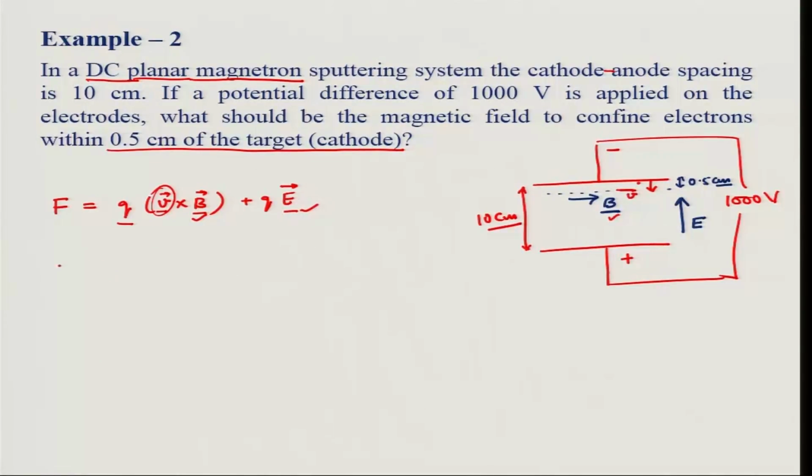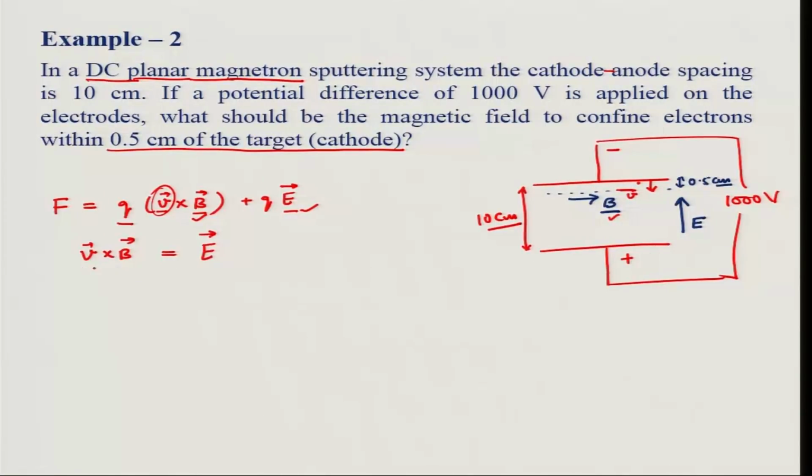So, from this we know that these will be two opposing forces. V cross B will be moving in the opposite direction, and E will try to move electrons towards positive electrode. Okay. So, we know that V cross B should be equal to E, right, for electrons to be confined.